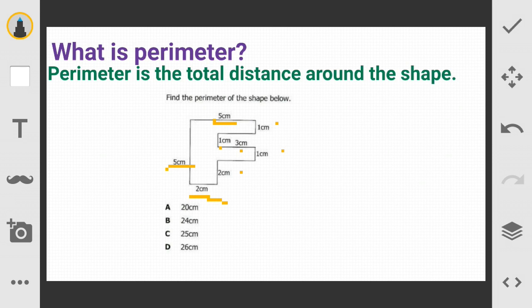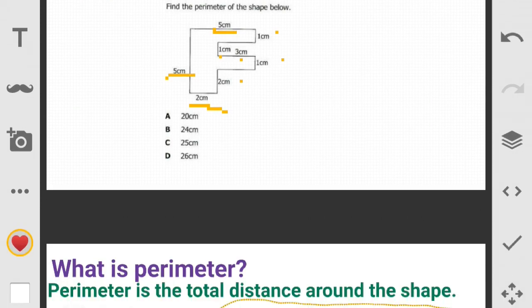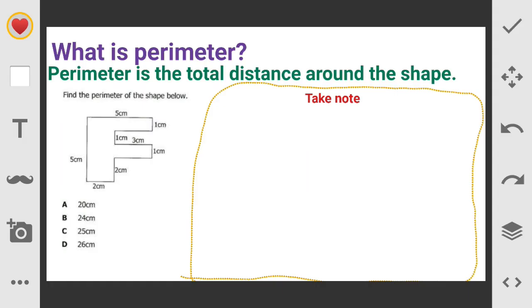So let's calculate the perimeter of this shape. Before we go straight into adding the figures that have been given on the shape, I want you to take note of these points. Basically, the basic rules of adding. The first one is it is easier to add in vertical form rather than adding in horizontal form.